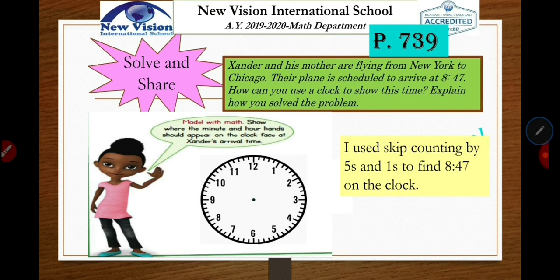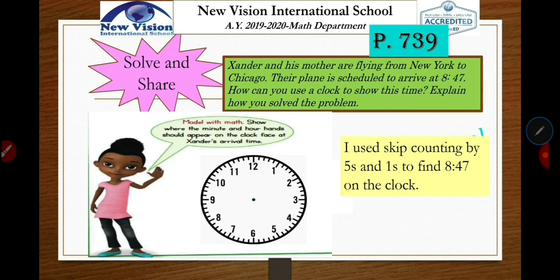Ready? Okay, we have Sander and his mother are flying from New York to Chicago. Their plane is scheduled to arrive at 8:47. How can you use a clock to show this time? Explain how you solved the problem. Okay, so first we are going to show the hour and minute hands for 8:47 on a clock face.